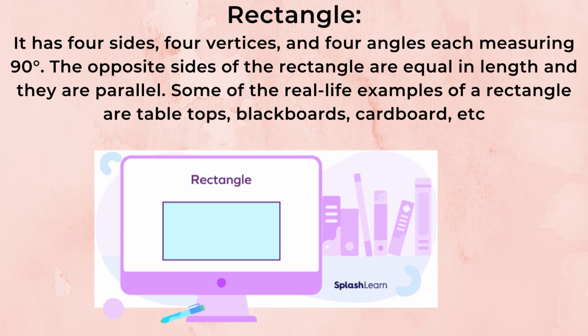Now, the rectangle. It has four sides, four vertices, and four angles, each measuring 90 degrees. The opposite sides of a rectangle are equal in length and they are parallel. Some real life examples of rectangles are tabletops, blackboards, and cardboard.